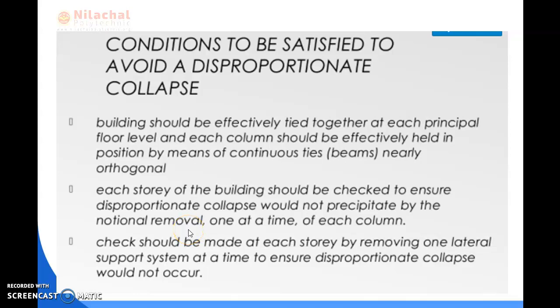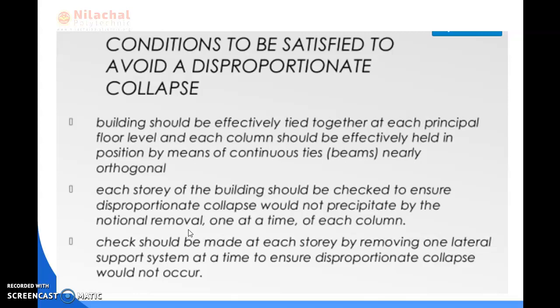Good morning everyone. In the previous class we discussed the basis of design. In this class we discuss the conditions to be satisfied to avoid a disproportionate collapse. Buildings should be effectively tied together at each principal floor level, and each column should be effectively held in position by means of a continuous tie.